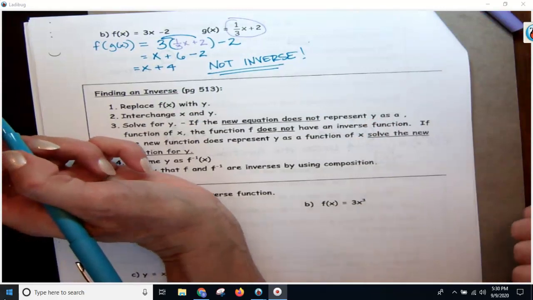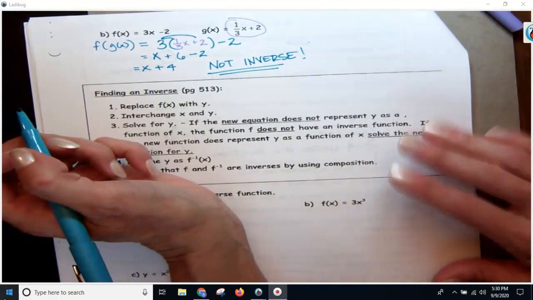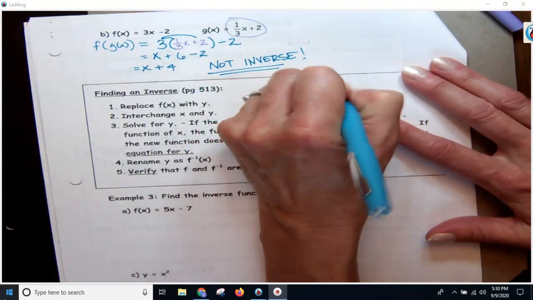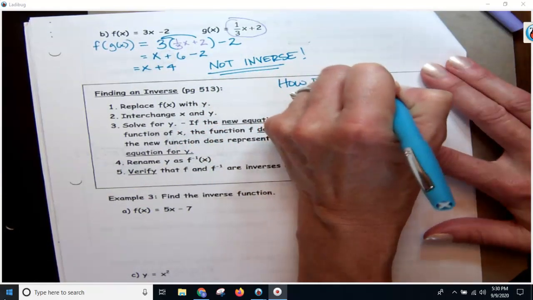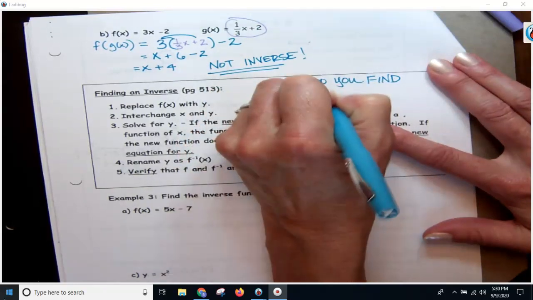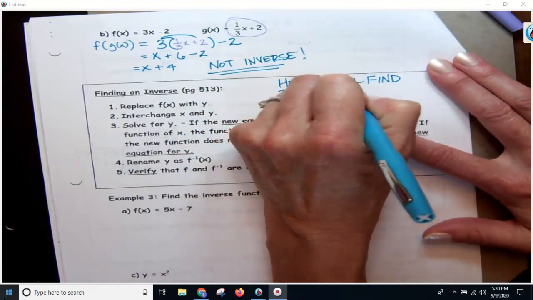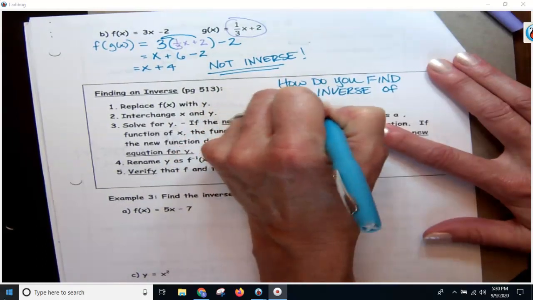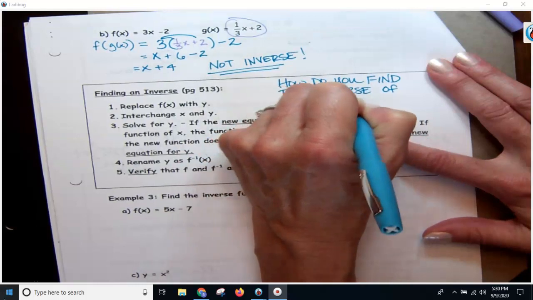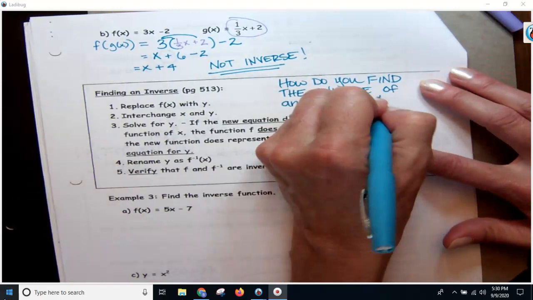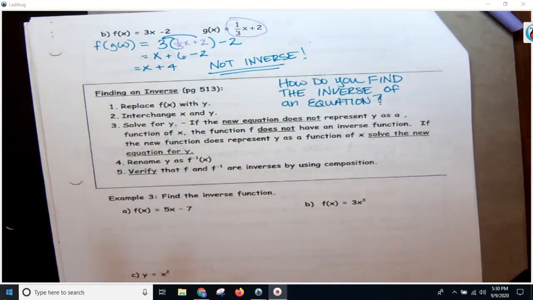All right, so then the question becomes, how do you find the inverse of an equation? Well, I'm so glad you asked. Thank you for bringing that up. How do you find the inverse? Well, I'm going to show you.